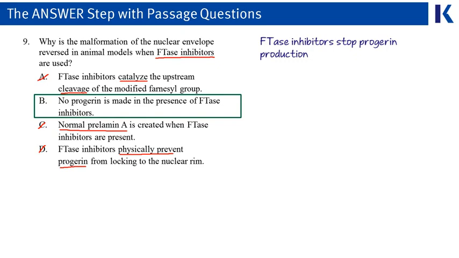FTase inhibitors work way earlier on in the process. They prevent the defective prelamin A from being created in the first place, so it's not even there to lock or not lock to the nuclear rim. Note again how clever all these wrong answer choices are. These are things that would reverse the malformation of the nuclear envelope in all cases, but only one choice, choice B, is the one that actually matches what the FTase inhibitor would do.